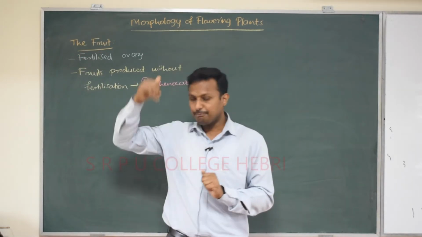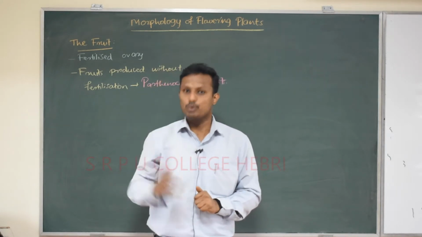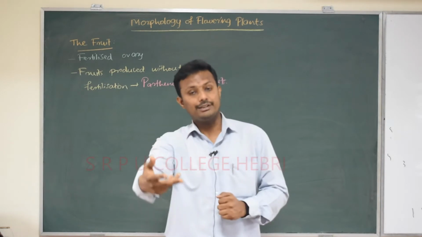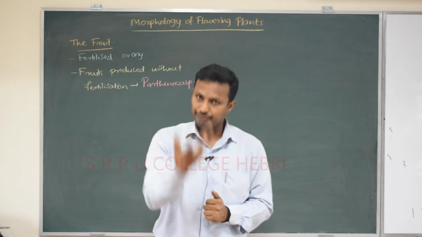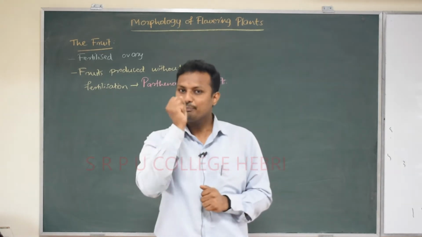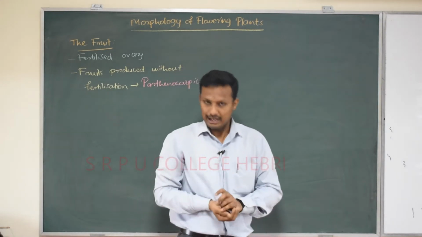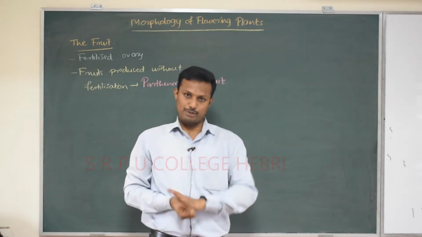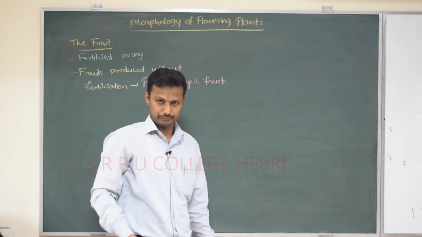But in the case of parthenocarpy, the hormones responsible for ripening of the fruit are injected into a part of the plant, that is the ovary or the flower, in order to produce the fruit. That means the hormone is supplied only to the ovary, not to the ovules, and that is why fruit formation can take place without seed formation. So that is what is called a parthenocarpic fruit.